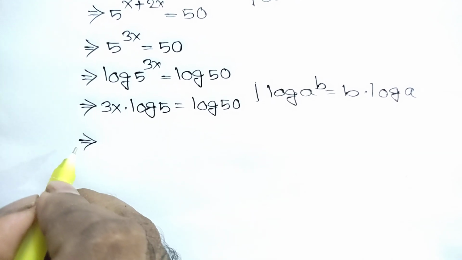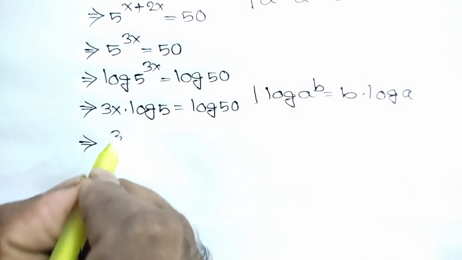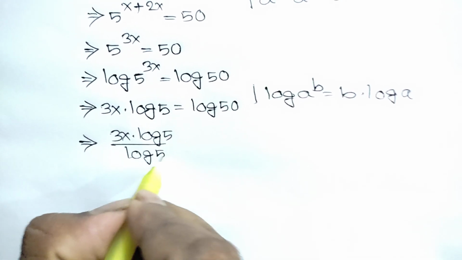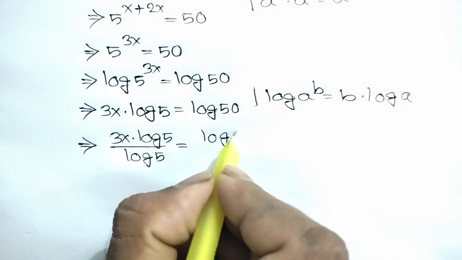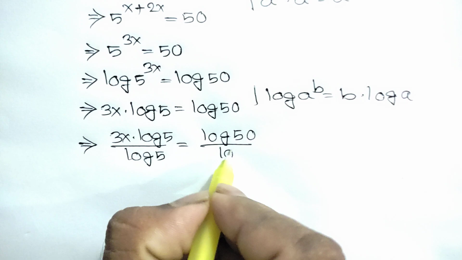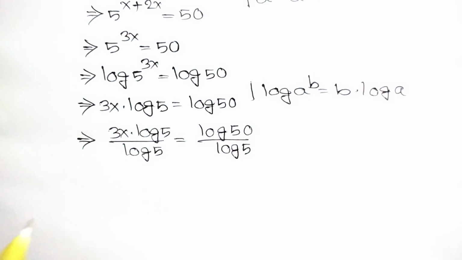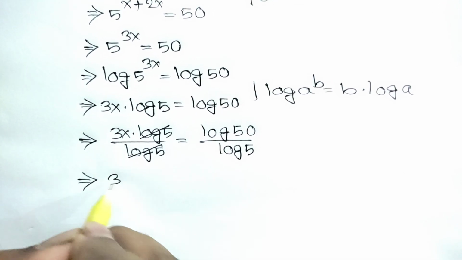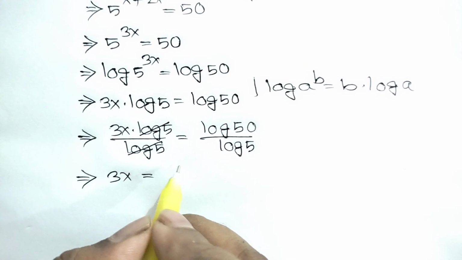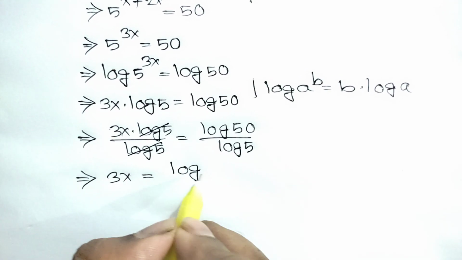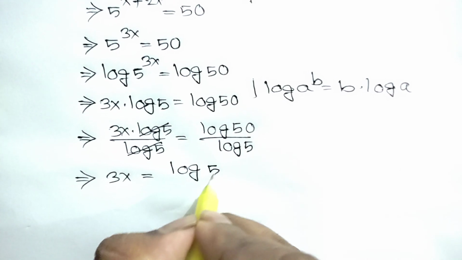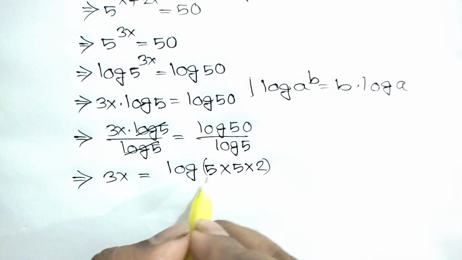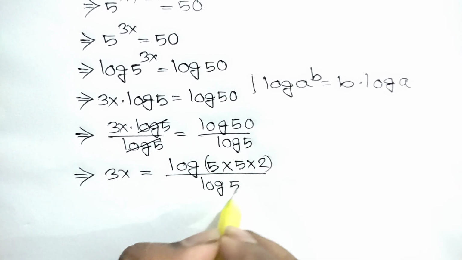Now divide both sides by log of 5. We can write here 3x times log of 5 over log of 5 is equal to log of 50 over log of 5. This log of 5 cancels out this log of 5, so here we will get 3x is equal to, now log of 50 can be written as log of 5 times 5 times 2, over log of 5.